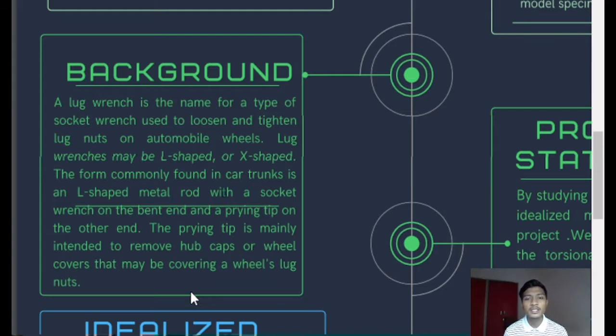Our background is that a lug wrench is the name for a type of socket wrench used to loosen and tighten lug nuts on automobile wheels. A lug wrench may be L-shaped or X-shaped. The form commonly found in car trunks is an L-shaped metal rod with a socket wrench on the bent end and a prying tip on the other end. The prying tip is mainly intended to remove hubcaps or wheel covers that may be covering a wheel's lug nuts.